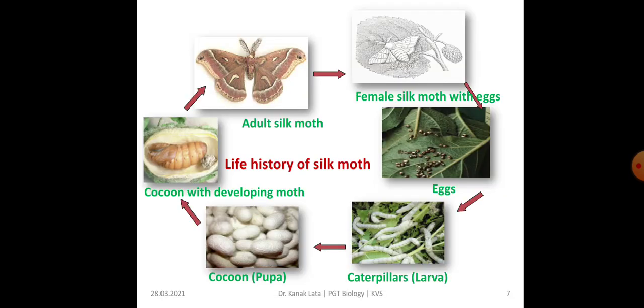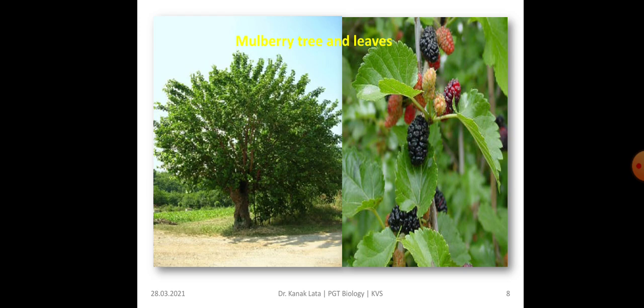Here also you can see the life history of silk moth: the adult female silk moth with eggs, then eggs are laid on leaves, then eggs are converted into caterpillar, that is also called larva, and then caterpillar is converted into cocoon, and finally cocoon with developing moth, and finally the adult silk moth is formed from the cocoon. This is about the mulberry tree and the leaves of mulberry.